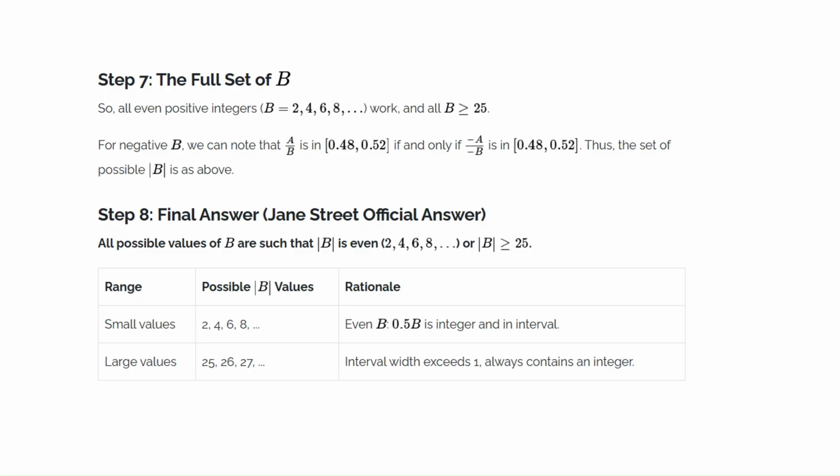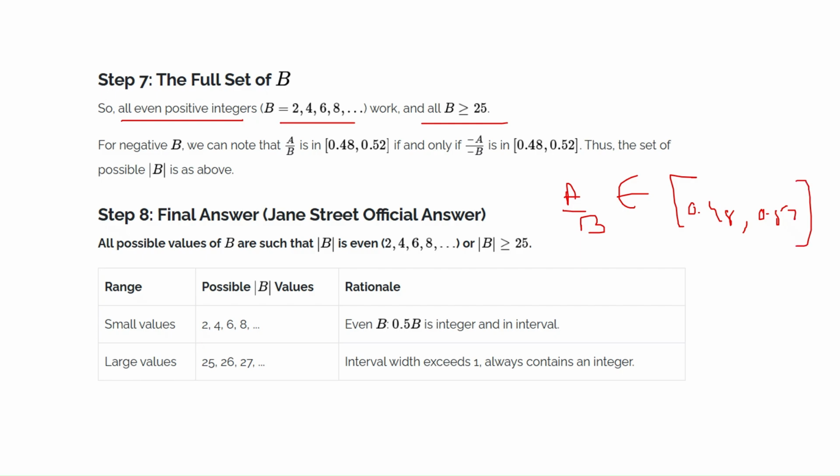So what's the final set of values? All even integer values of b, which is 2, 4, 6, 8, and all values of b greater than or equal to 25 satisfy this condition, such that a divided by b would be within the range of 0.48 to 0.52.